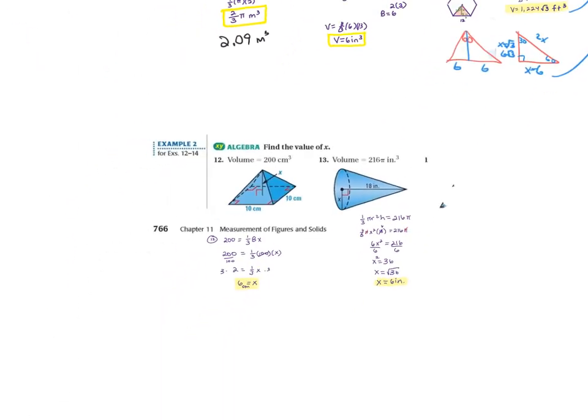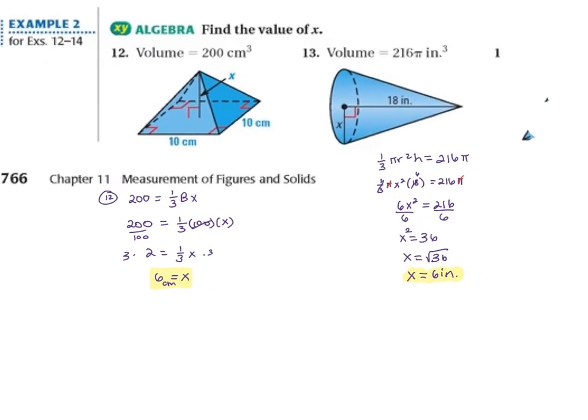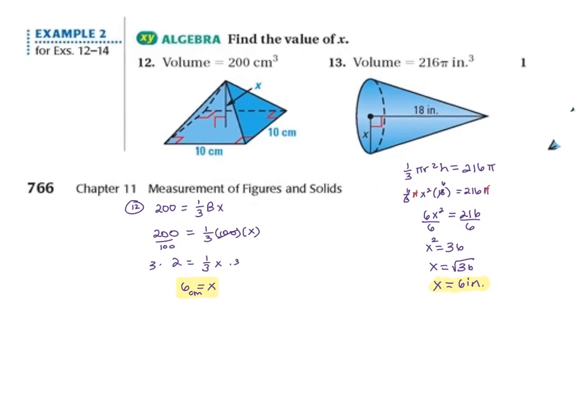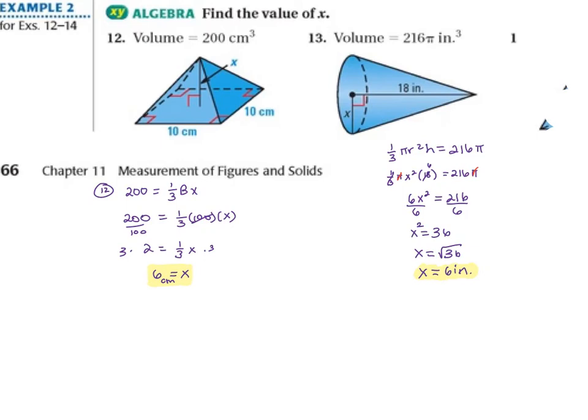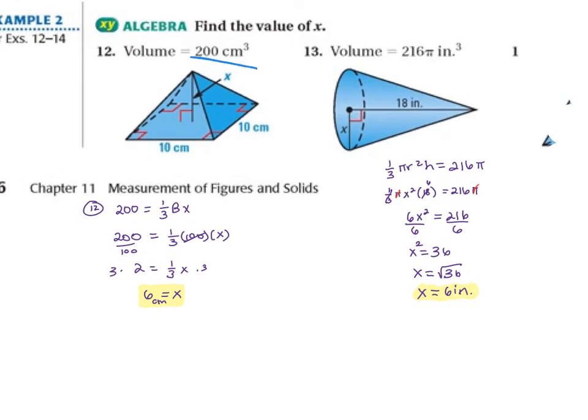Number 12 and 13. This time we're looking for a missing piece. So they already gave us the volume calculated on both questions. So we had to plug in what the volume was and then set it equal to the formula. X here is the height of the pyramid. So then you would work backwards.